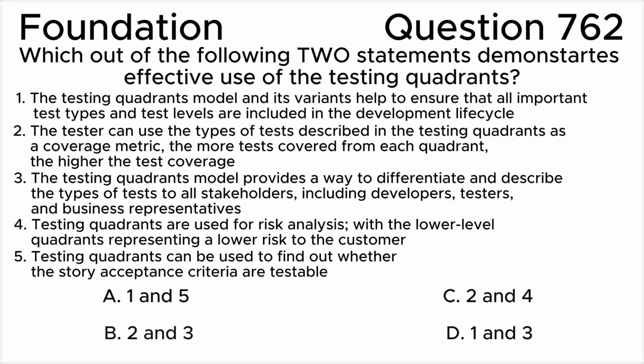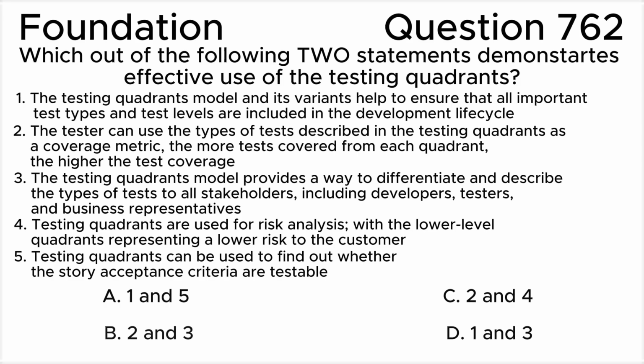1. The testing quadrants model and its variants help to ensure that all important test types and test levels are included in the development life cycle. 2. The tester can use the types of tests described in the testing quadrants as a coverage metric. The more tests covered from each quadrant, the higher the test coverage.